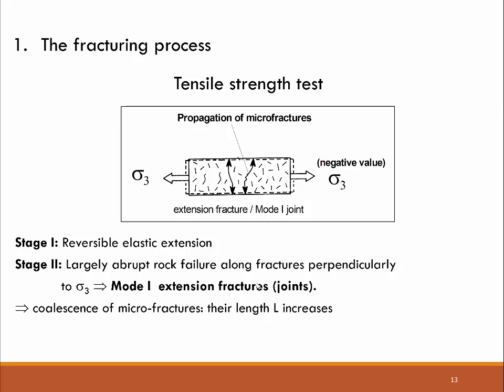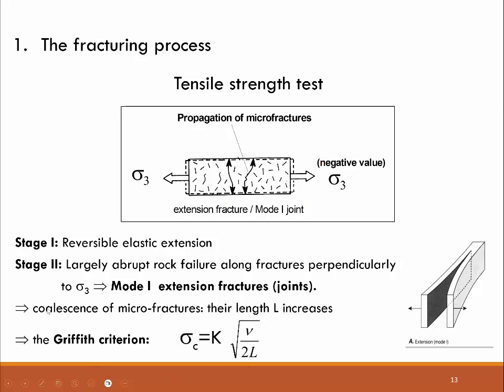This coalescence of microfractures and rock failure forms joints, mode 1 extension fractures, and here we see what that means. A mode 1 extension fracture is simply the tensile opening of a fracture. The movement, which is much smaller than illustrated here, so this is an exaggerated illustration, is simply the opening of a crack with a movement perpendicular to the fracture surface. Now, that is what would happen if we laterally pull this sample apart.